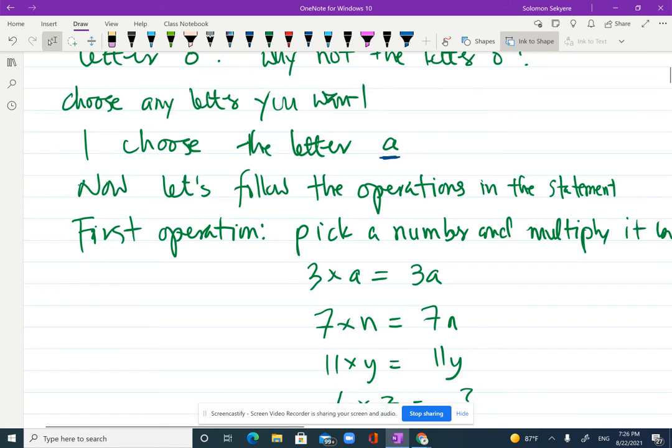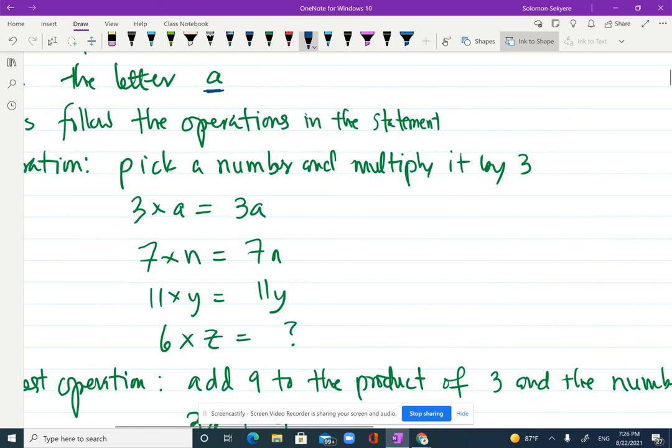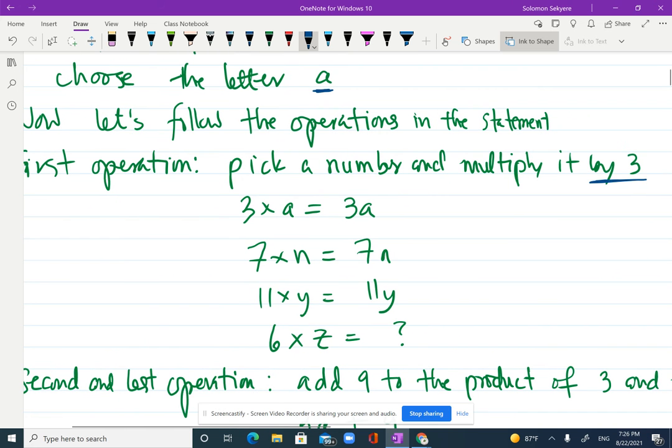The first operation is the number is multiplied by 3. So it says 3 times a. We write 3a. We're not going to use the multiplication sign anymore. Writing 3a is the same as 3 times a. So forget about the multiplication sign. So 3a, that's the first.